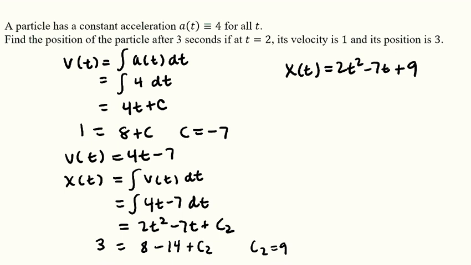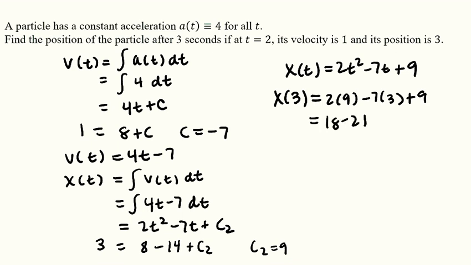Okay, so at t equals 2, position is 3. Wait, oh, no, I already knew that. Find the position of the particle after 3 seconds. So x of 3 equals 2 times 9 minus 7 times 3 plus 9. So that's 18 minus 21 is negative 3 plus 9 is equal to 6.